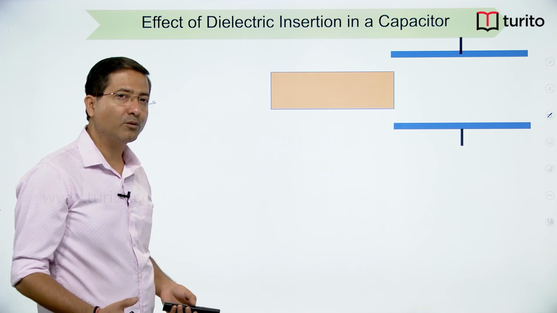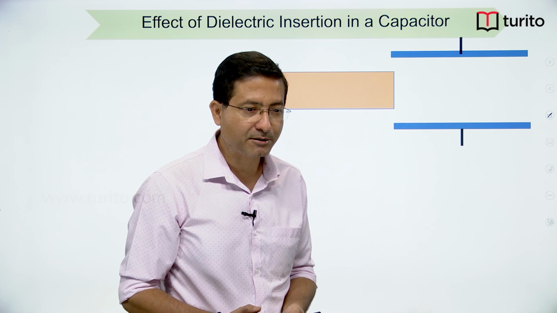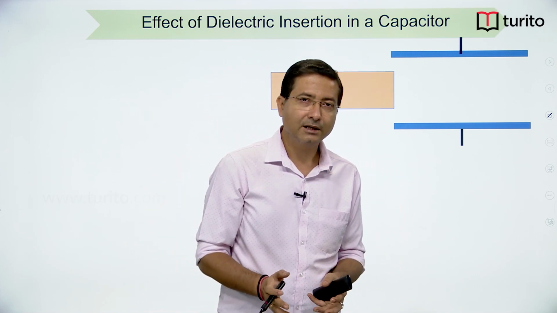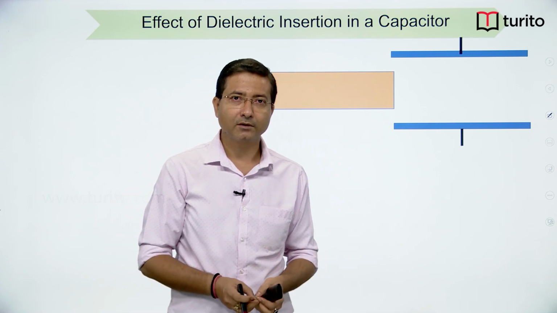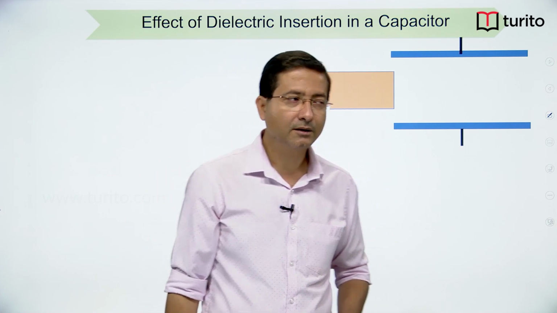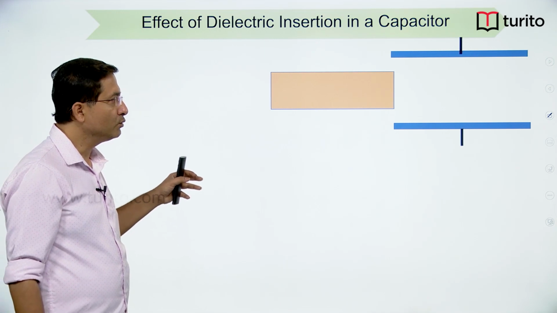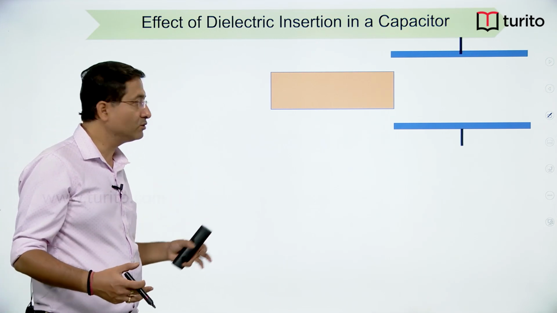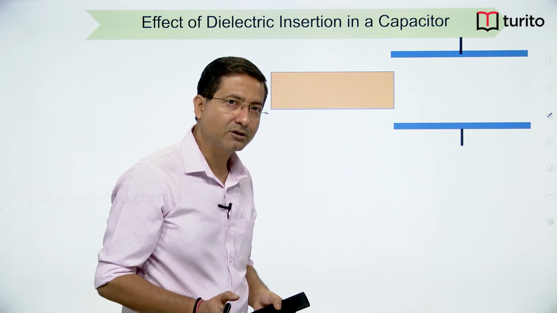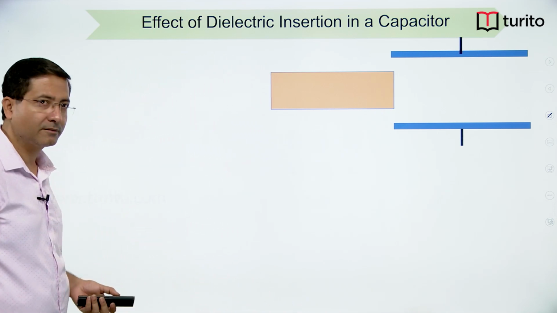So there are two possibilities. The first one is that you have a charged capacitor: you connected the capacitor to the battery initially, it got charged, and then you remove the battery, and then you insert the dielectric into it. This is the first situation. And the second one is you insert the dielectric while the battery remains connected to the capacitor. So these are the two situations. We will see both situations one by one, right.